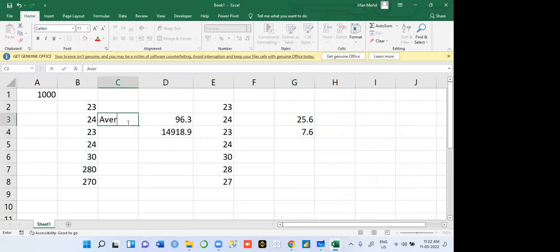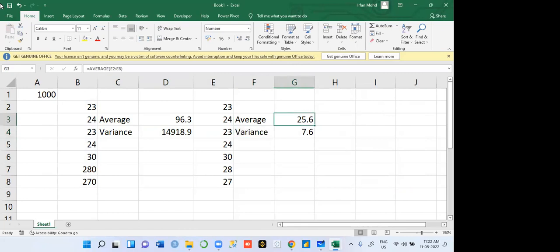This is your average. This is your variance. Now, can I say that the lower the variance, the more accurate the average, as compared to a higher variance, where the average is very different? Got the point? Note, this is your interview question.